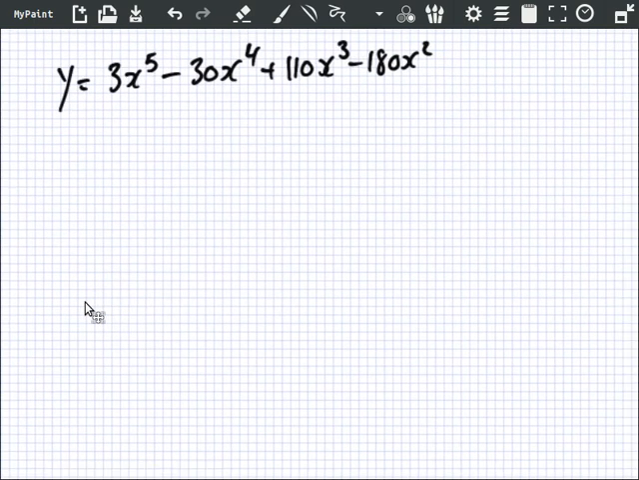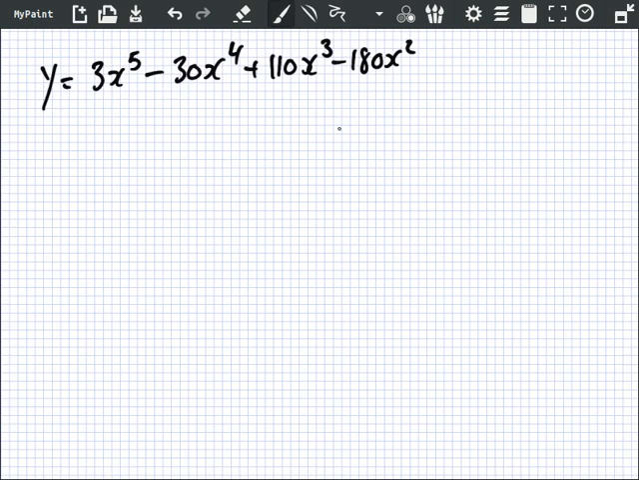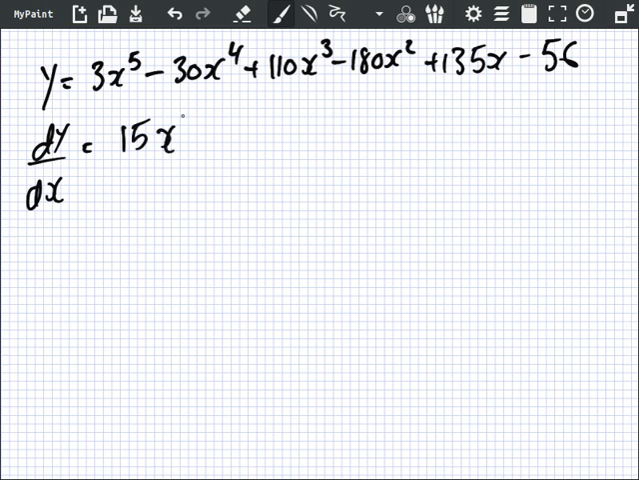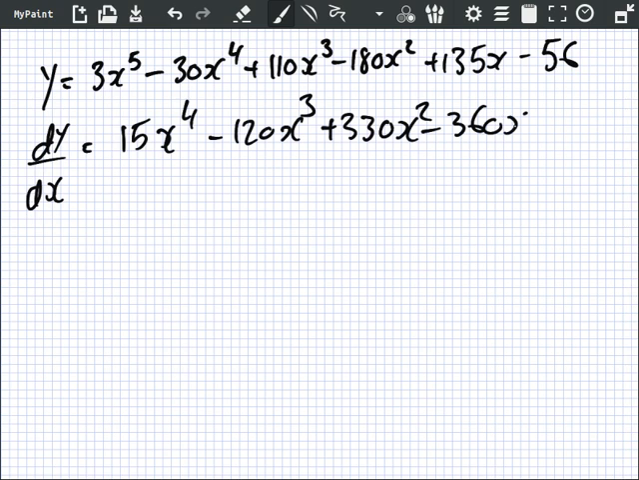Already out of paper. What's after my x squared? 135x minus 56. Right, so inflection points need the first derivative not to be 0 and the second derivative to be 0. So the first derivative is 15x^4, isn't it? Minus 120x cubed plus 330x squared minus 360x plus 135.